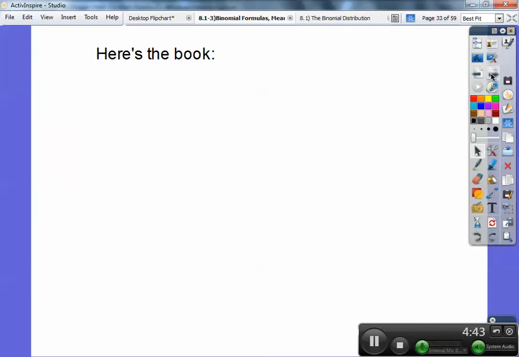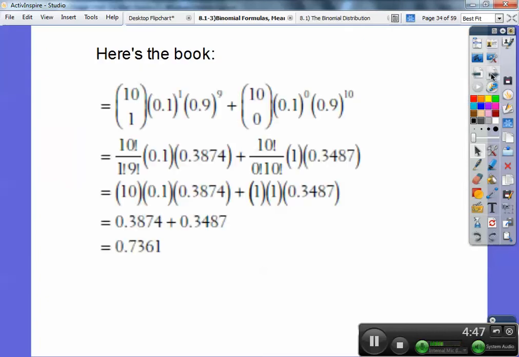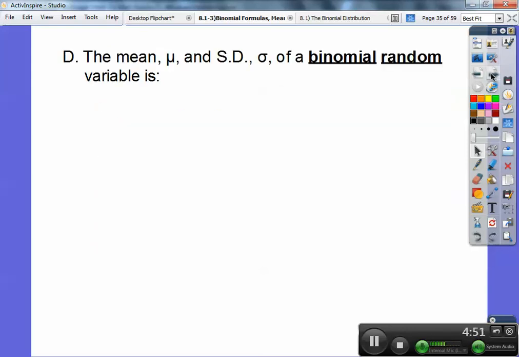Okay, all right, so look, here's the book's. You don't have to write this down. This is the book's mess. Look at that. That's how they solved it. Ugh, gross.